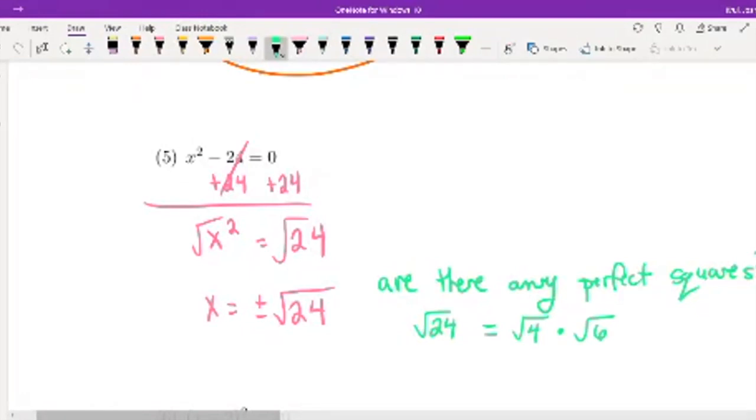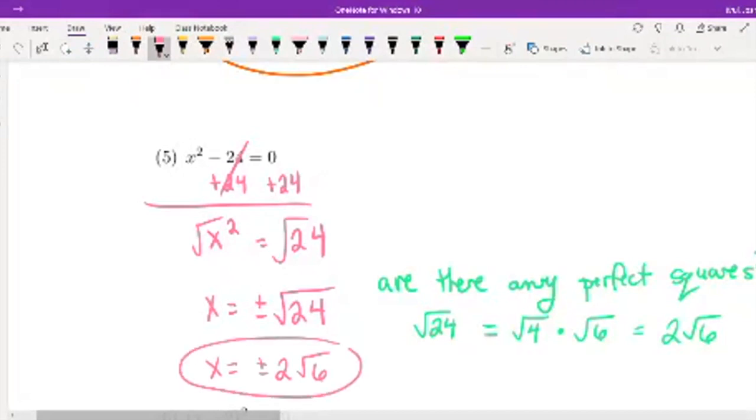Luckily, 4 is a perfect square. So the square root of 24 becomes 2 times the square root of 6. We don't usually write the times. We just write it like 2 square root 6. So your final answer for this problem is positive and negative 2 square root 6.